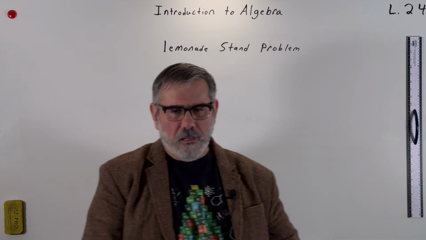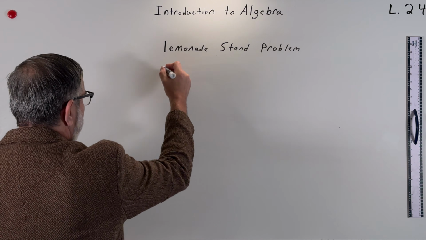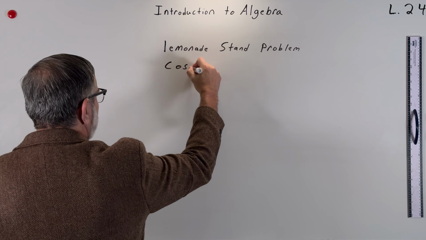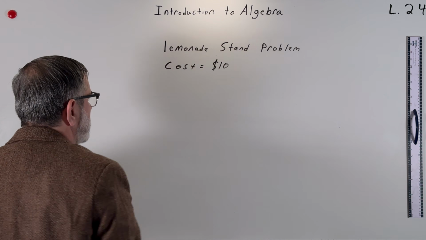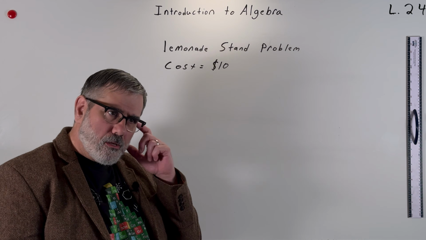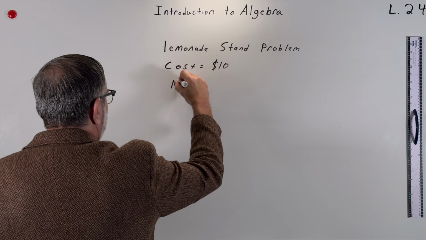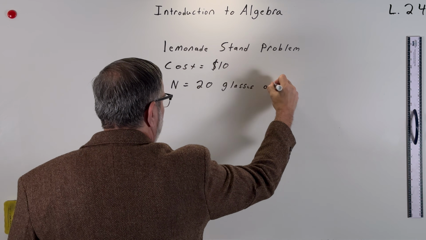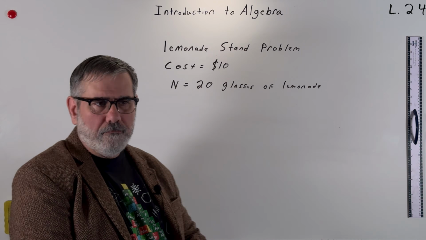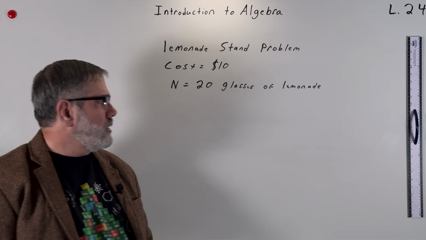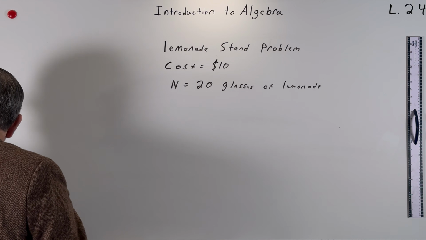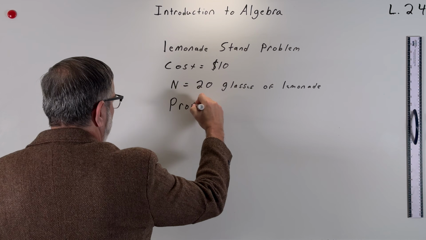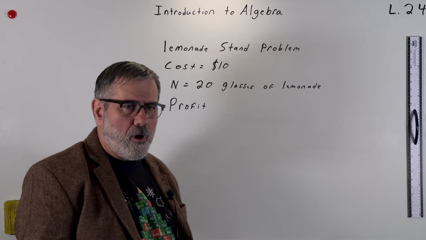So let's consider the lemonade stand problem. Let's say that you spent $10 buying supplies to set up a lemonade stand. So I'm just going to write that our cost was $10. And we bought enough supplies to produce, we'll call it N for number, 20 glasses of lemonade. That's what our $10 bought us. And so the question is, what kind of profit can we expect? How do we figure out what our profit is going to be?